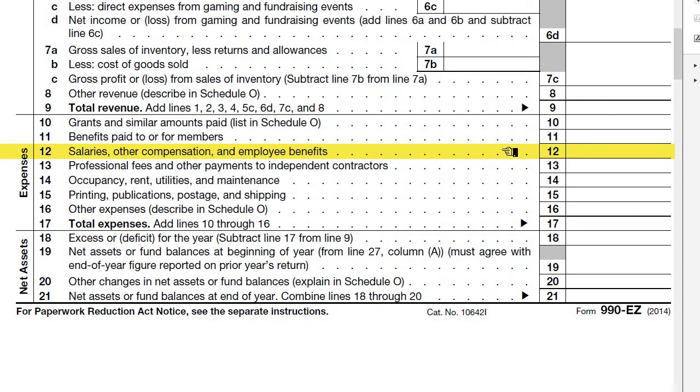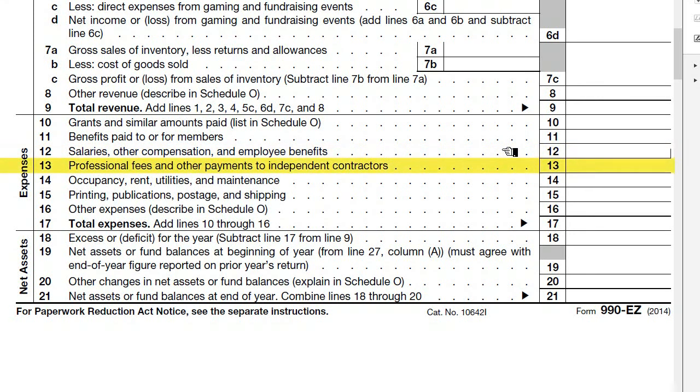Another thing that I thought was interesting in the IRS instructions, it says that employee events, for instance, an employee picnic or a holiday party or something like that, those expenses would also be reported on line 12. So I don't think I've ever seen that in a small nonprofit, but I suppose it could happen.